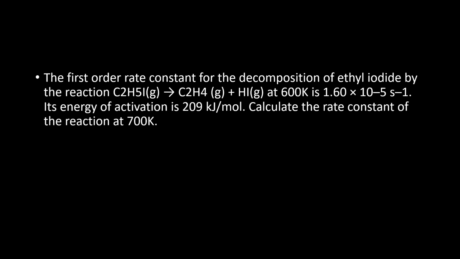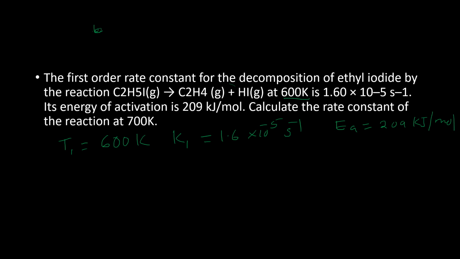We'll do another question. The first order rate constant for the reaction is given at 600 Kelvin. So temperature T1 is equal to 600 Kelvin, and the rate constant at that temperature, K1, is equal to 1.6 into 10 raised to minus 5 second inverse. The activation energy Ea is 209 kilojoule. It is given in kilojoule, so we need to convert that unit into joule by multiplying by 10 raised to 3, because we are using the value of R in joule per mole. Not minus 3, sorry, plus 3.